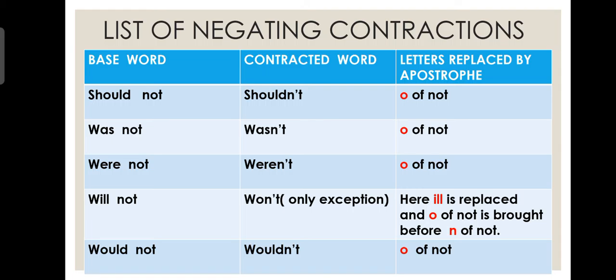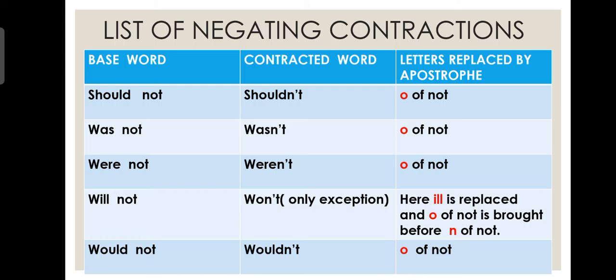Will not is an exception. This is very different. You see, it becomes won't. Here we have I-L-L from will, and for not, the O comes before N. It becomes W-O-N-T. So this you have to remember. This is totally different from the rules that we have been studying. So you should remember that will not becomes won't, W-O-N apostrophe T. Okay.